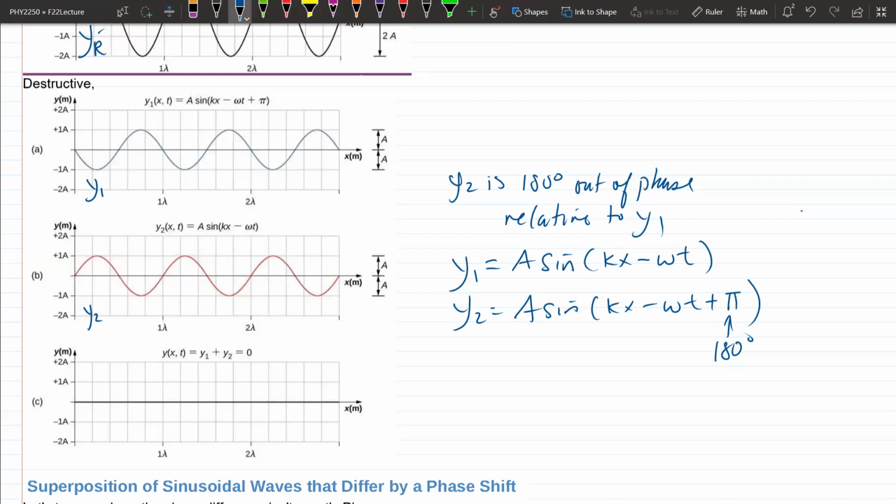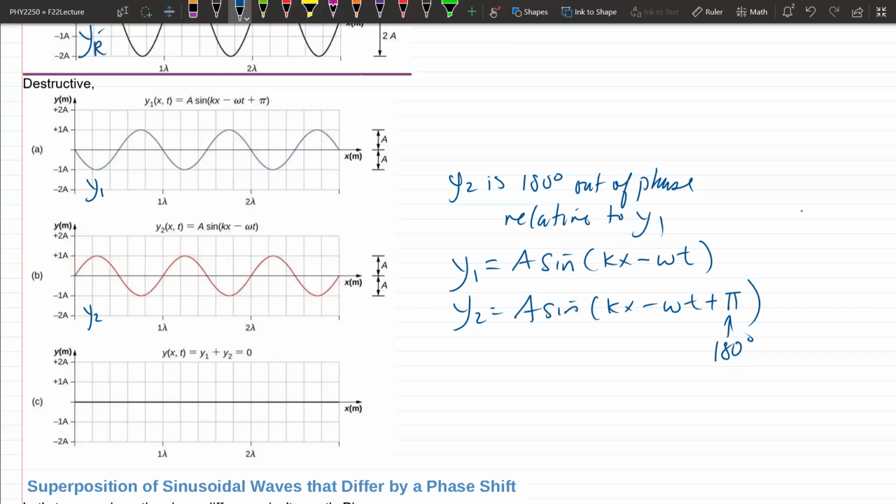Okay. Any questions about this? How, just by shifting the red wave over by basically half a period, it makes this cancellation complete, which is known as destructive interference. Okay.